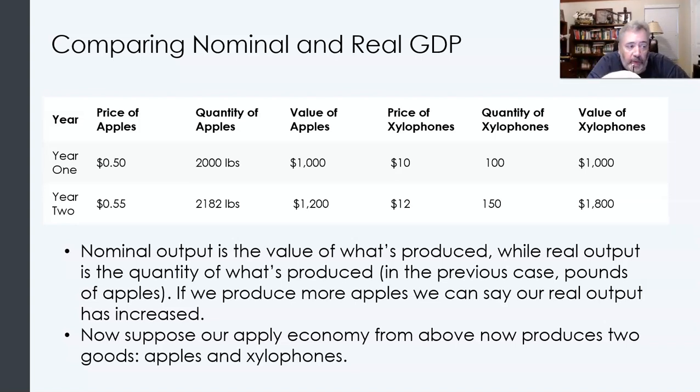So now instead of 2182 times 55, that's nominal, I want real: 2182 times 50. So for that, let me bring up a spreadsheet. All right, so now I want to do 2182 times 50 cents, and I get 1,091. So real GDP in year 2 is 1,091.